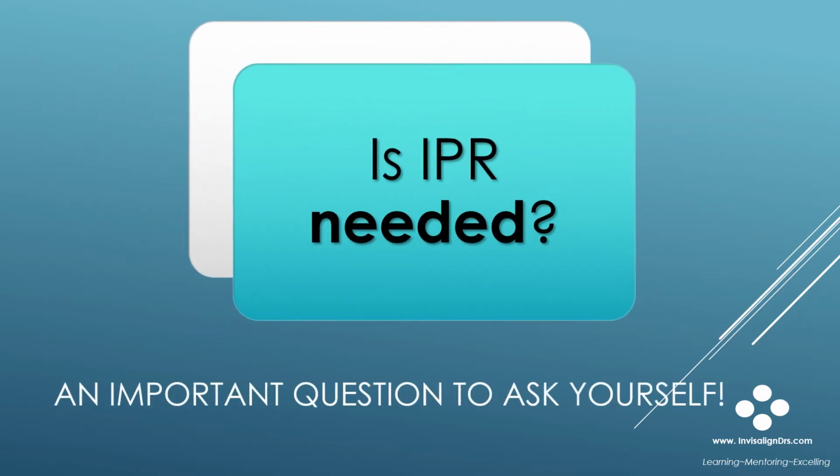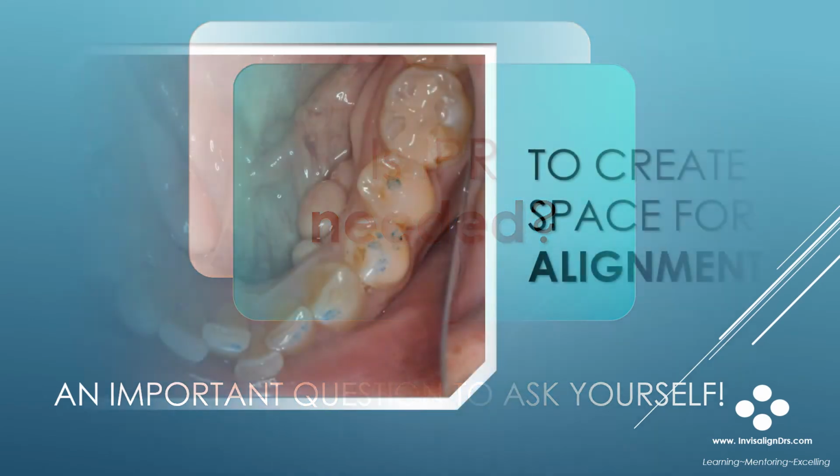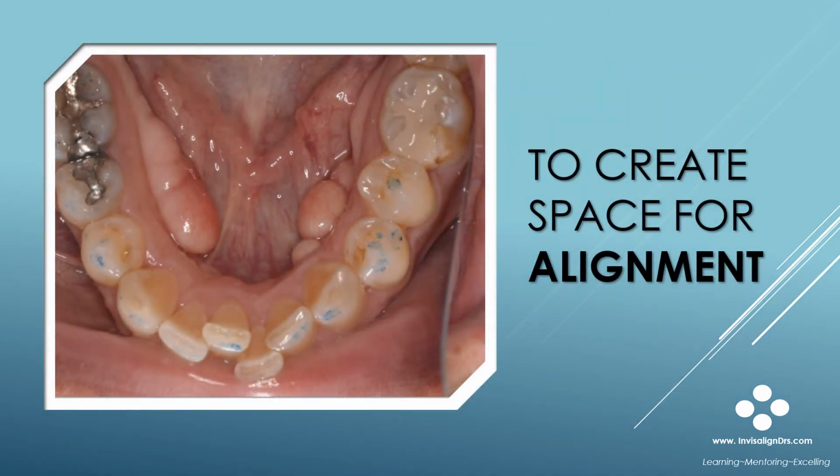In the next series of slides, I will discuss indications for adding IPR to Invisalign treatment plans. To create space for alignment, in this case, lower anterior alignment is needed. IPR can be added to create arch space to align these teeth.